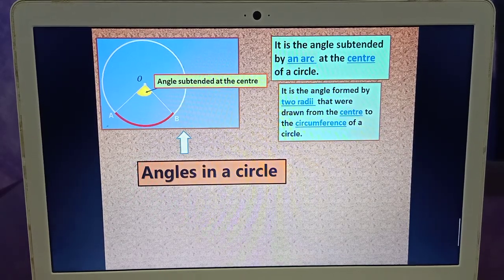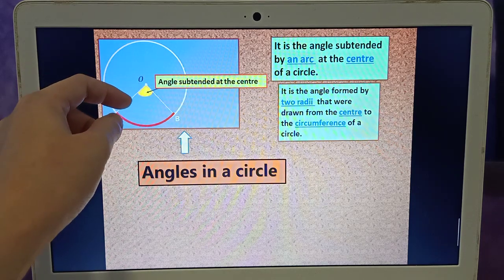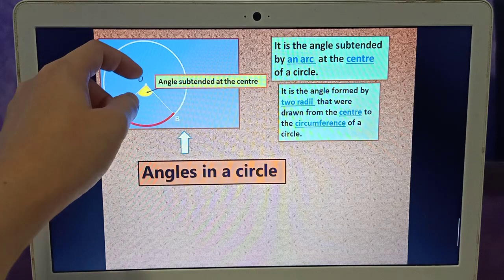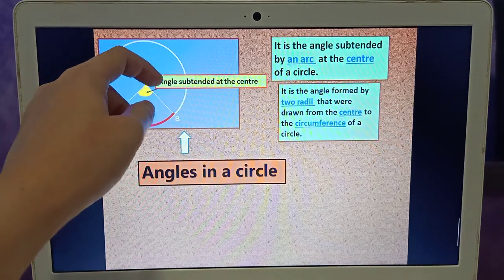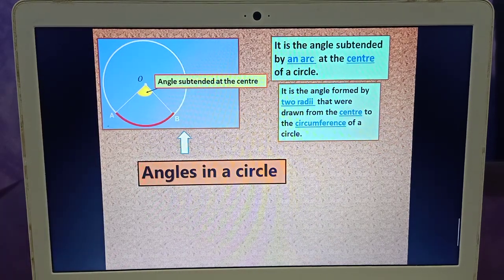Okay, so let's say I have another angle, a major angle here. This major angle is also an angle subtended at the center, but this time it is subtended by the major arc AB. Okay?